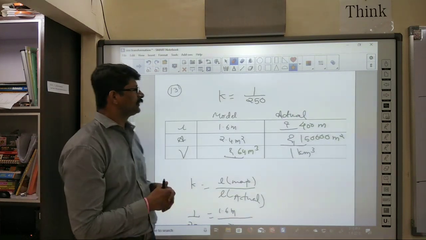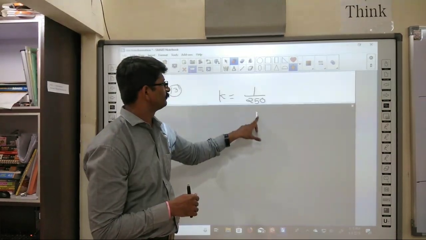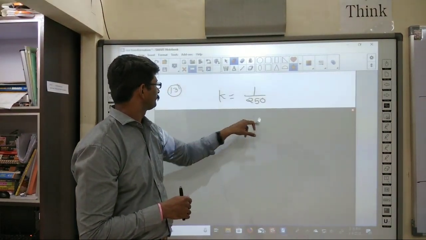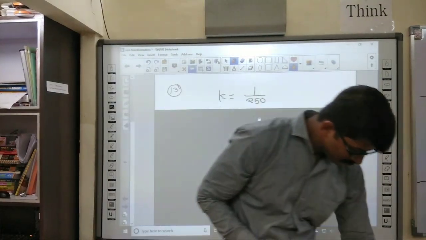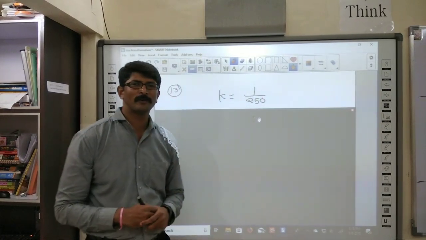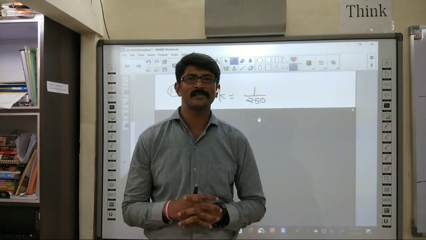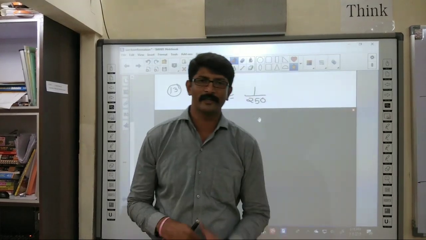Okay, please open your textbook, sum number 13. In case you have the latest 10th standard textbook of ML Agarwal, open page number 351 and sum number 13. I am doing it right now.